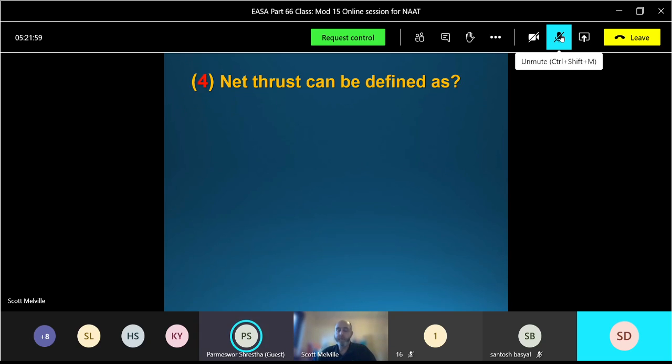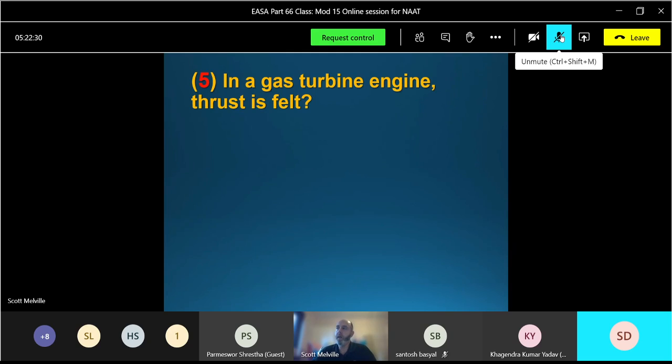Net thrust can be defined as, so we just did that before break. What was net? What, gross thrust and net thrust? Gross thrust minus momentum drag. Yeah, good. Gross thrust minus momentum drag. Nice and straightforward. Again, in ABC examples, they might give you gross thrust plus momentum drag, or they might say momentum drag, you know, it'll be some sort of random thing. So just be careful. You know the words, make sure you read the answers. In a gas turbine engine, where do we feel thrust?